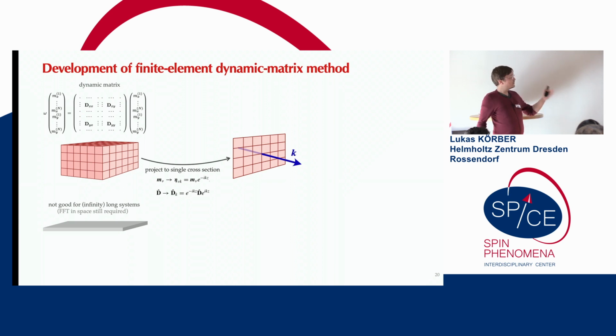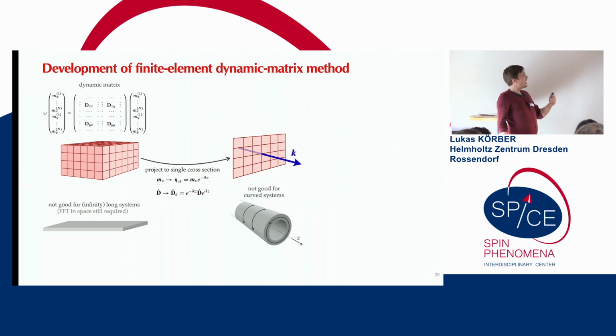So in order to minimize the load, or in order to avoid having to discretize the full three-dimensional volume along the propagation direction, we project this eigenvalue problem into a single cross-section transversal to the propagation direction. And this is, of course, not good for curved systems, hence the question. There are many methods actually that implement such a dynamic matrix method using finite differences.